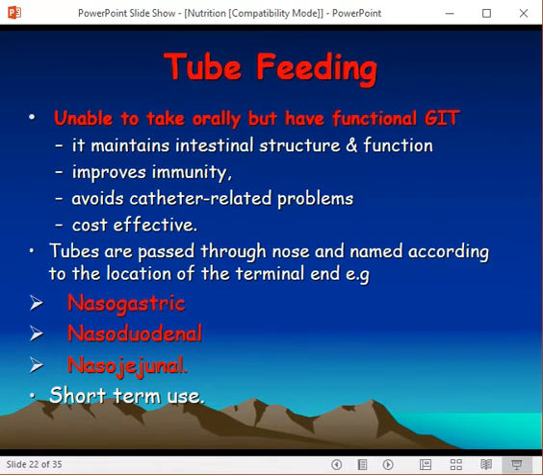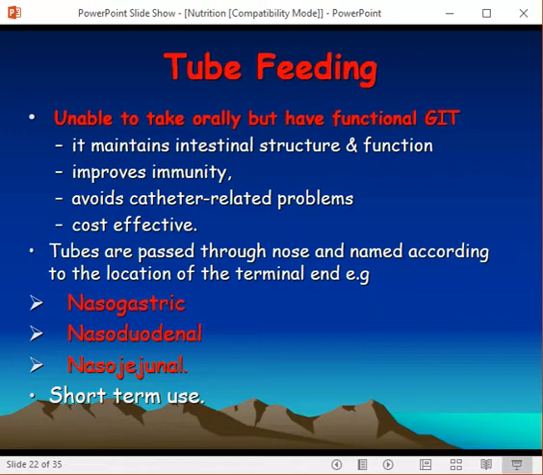Tube feeding. The patient is unable to take orally but has a functional GIT. So you feed the patient through a tube. It maintains intestinal structure and function. It improves immunity. It avoids gastro-related problems, and it is cost effective, cheaper.